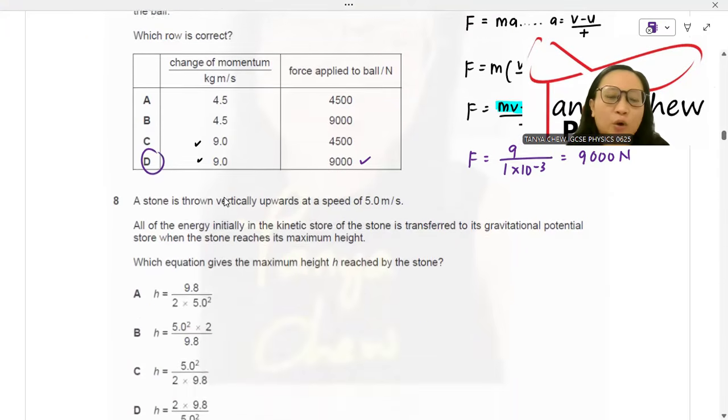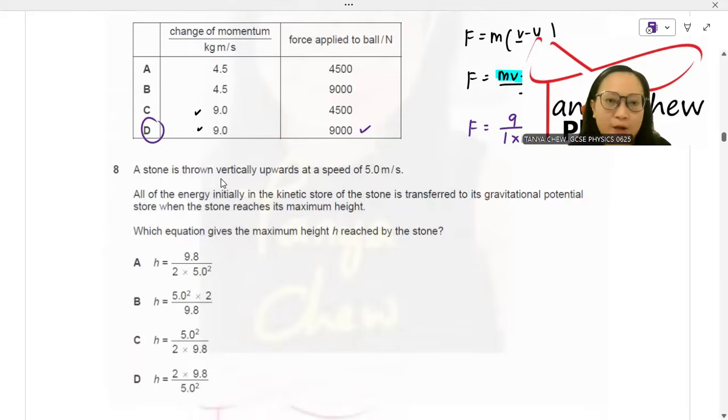Number 8, a stone is thrown vertically upwards at a speed of 5 meters per second. Okay, this is the stone. I throw it up at the initial speed of 5 meters per second. All the energy is initially in the kinetic store. So this stone initially has kinetic energy, which is transferred to its gravitational potential energy when the stone reaches maximum height.